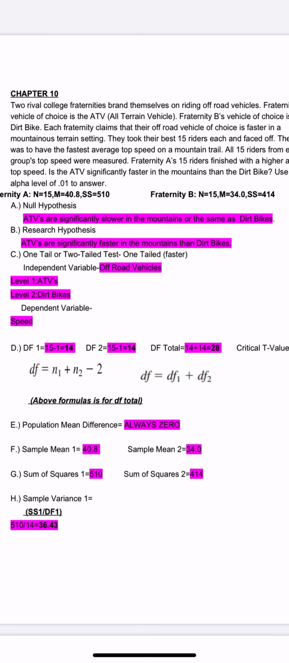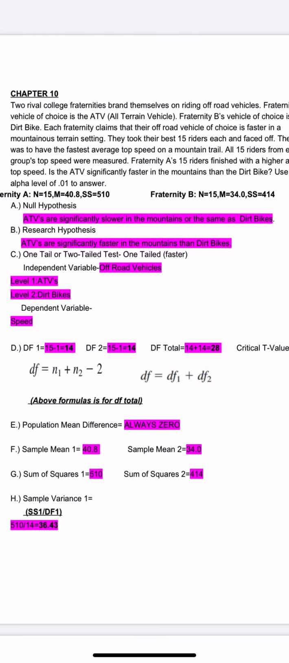So, I'll do the research first. Students seem to think it's easier. So ATVs are significantly faster in the mountains than dirt bikes. That would be the research hypothesis, right? That's what we're hoping to find to be the case. And then the null hypothesis in a directional hypothesis is you're stating the opposite or the same as the research hypothesis. So in this case, ATVs are significantly slower in the mountains or the same as dirt bikes.